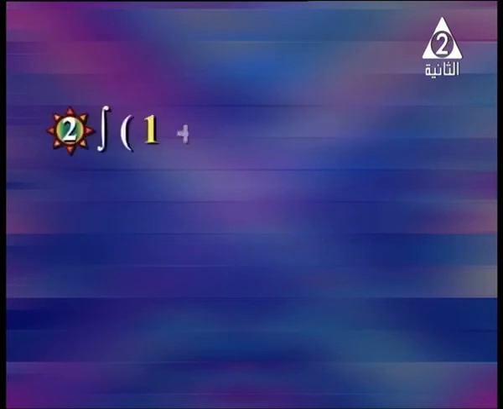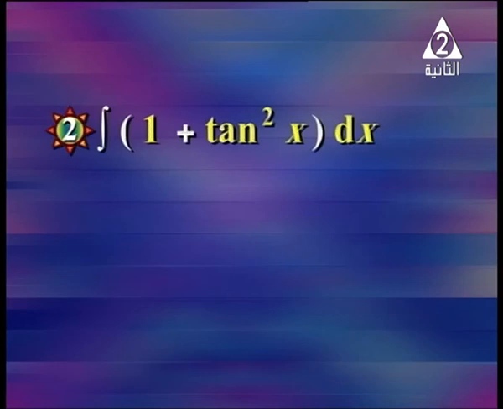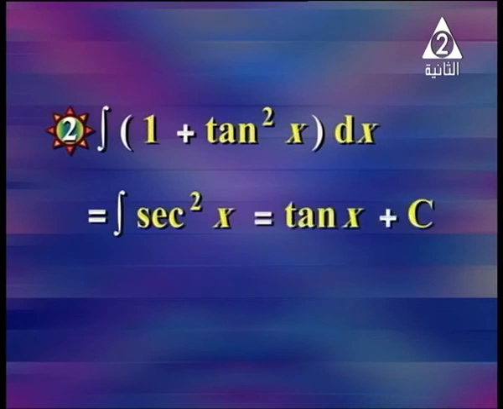Number 2. What is the integration of 1 plus tan square x dx? What is the rule of 1 plus tan square x? Yes, student, sec square. We represent 1 plus tan square x by using sec square x. Why? Because we have the rule in the first secondary: 1 plus tan square equals sec square. What is the integration of sec square? Tan x plus c, constant of integration.